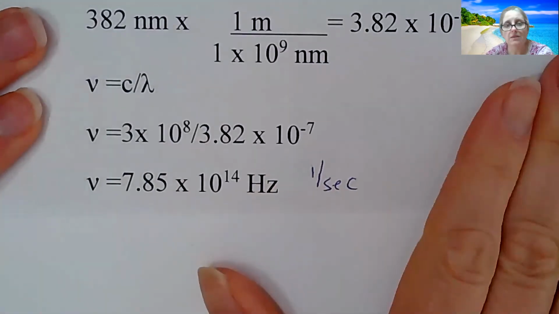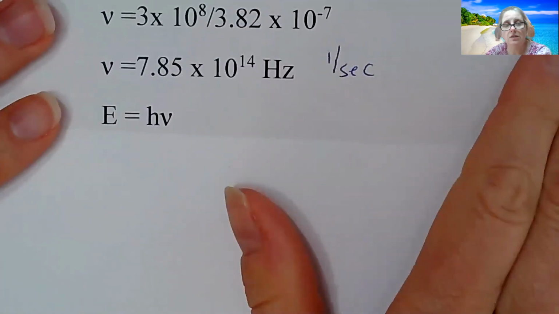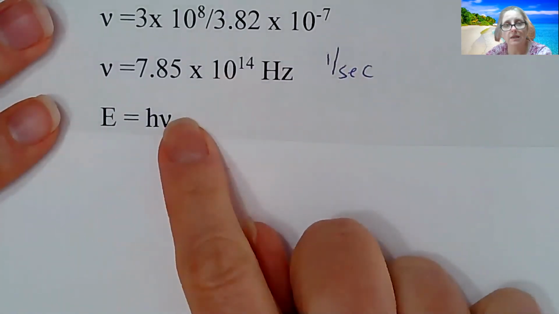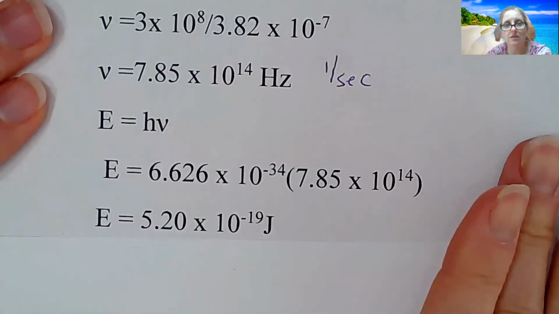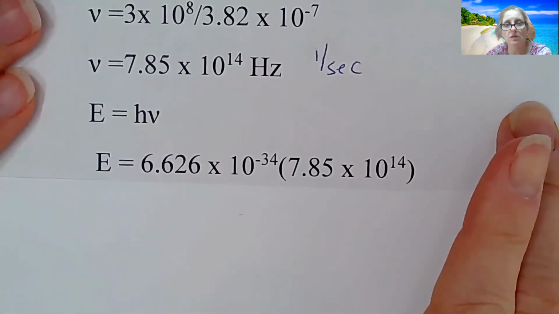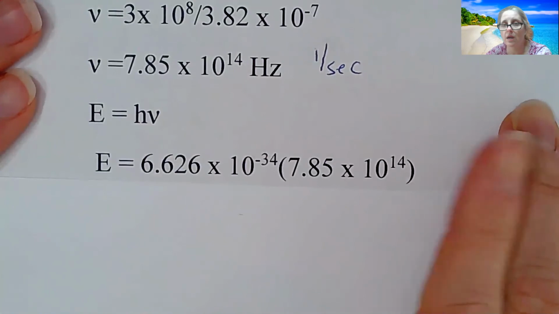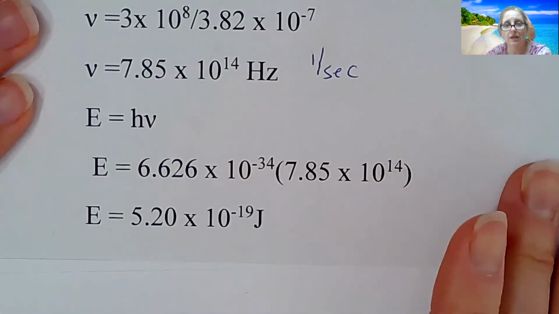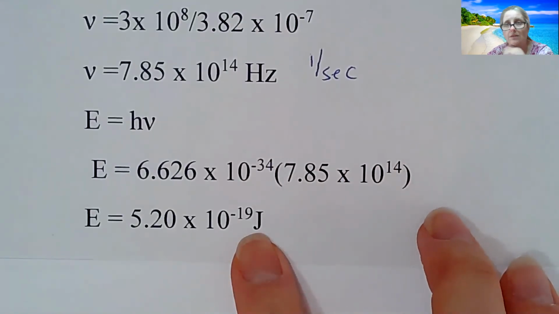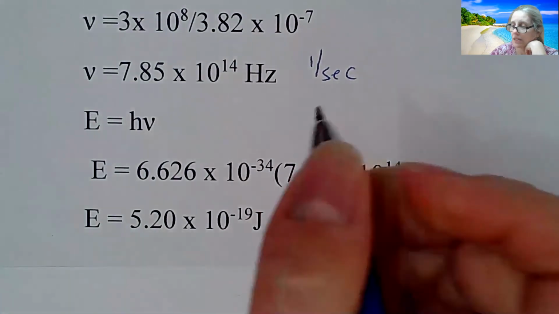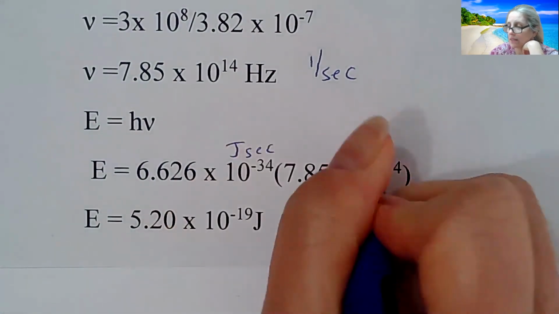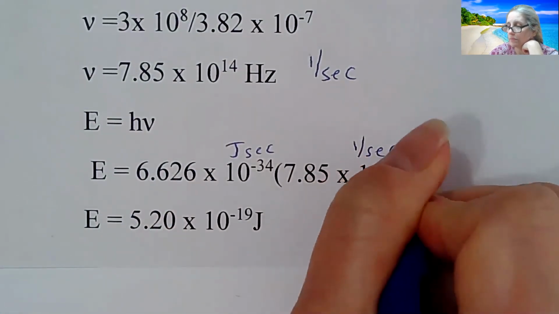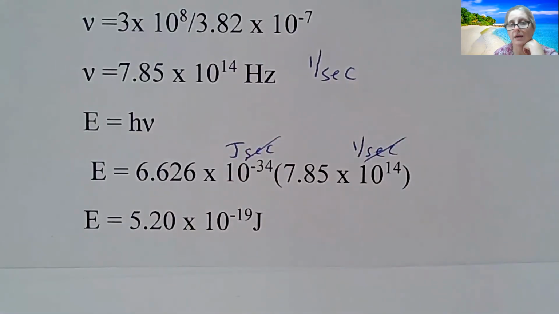Well, this is the easier of the two because all you got to do is now take that frequency and multiply it by Planck's constant. So Planck's constant is 6.626 times 10 to the negative 34th. Multiply it with what you got on the frequency, and you're going to end up with the joule. Again, the unit here is joule seconds, and this is inverse seconds. So when you multiply them, you're ending up with a joule.